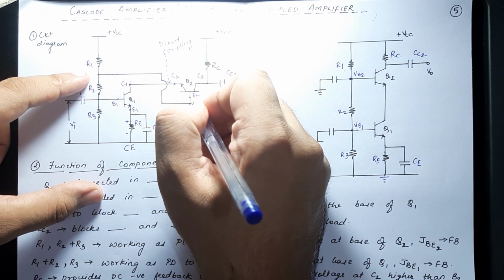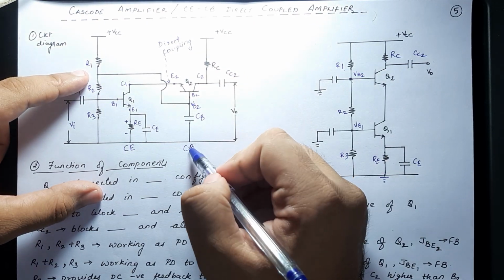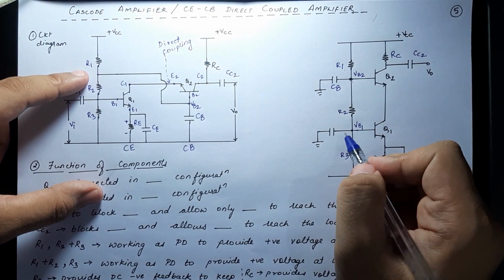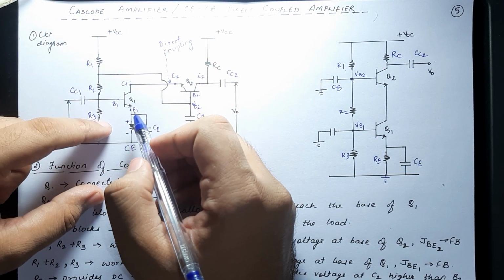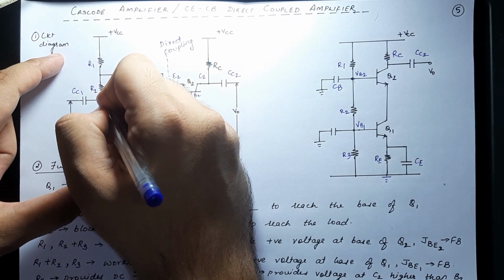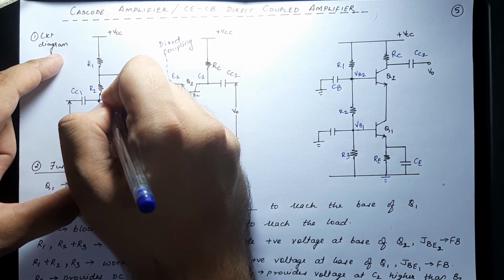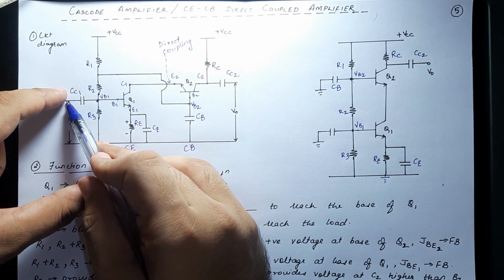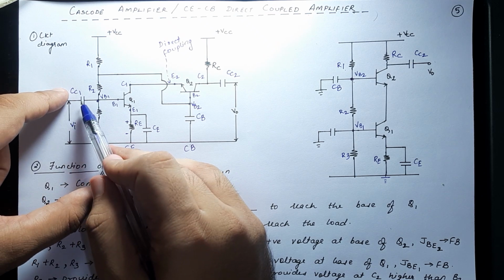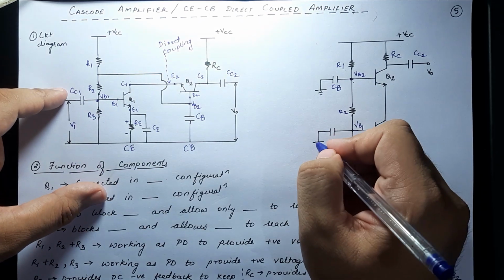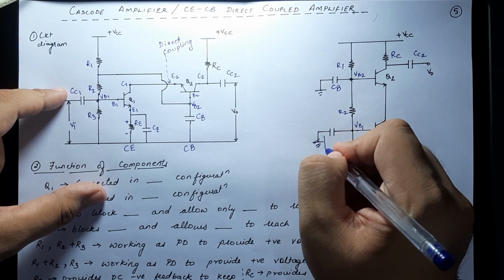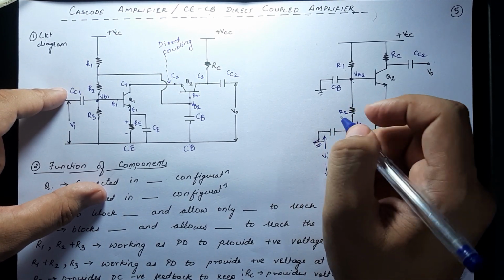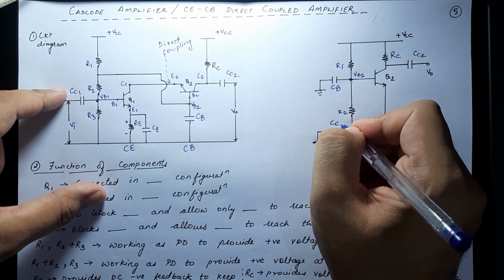I'll name this point as VB2. VB2 is connected to ground via CB, hence this capacitor is being named CB. And VB1, this point over here, is named VB1. This point VB1 is connected to the input. Sorry, this won't be ground, this will be my input, this will be my VI. Apologies for the mistake. This one will be my CC1.